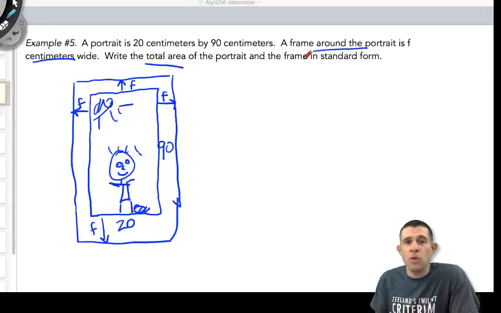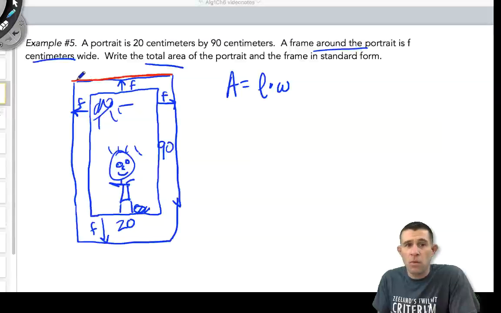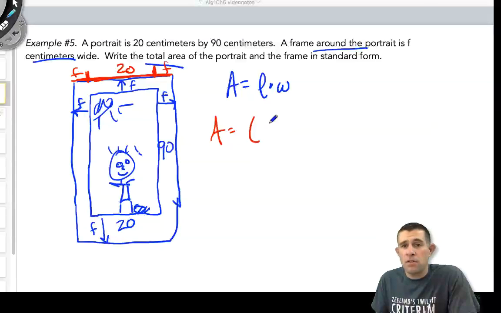We want to write the total area of the portrait. Now remember, area for a rectangle is length times width. So we need to write an expression for the length and width. I'm going to change up some colors here so you can see what we're doing. Let's talk about the entire width across here. Well, we know that this amount here, from here to here, is 20, but on each side we have an f and an f. So that length really is 20 plus 2f.